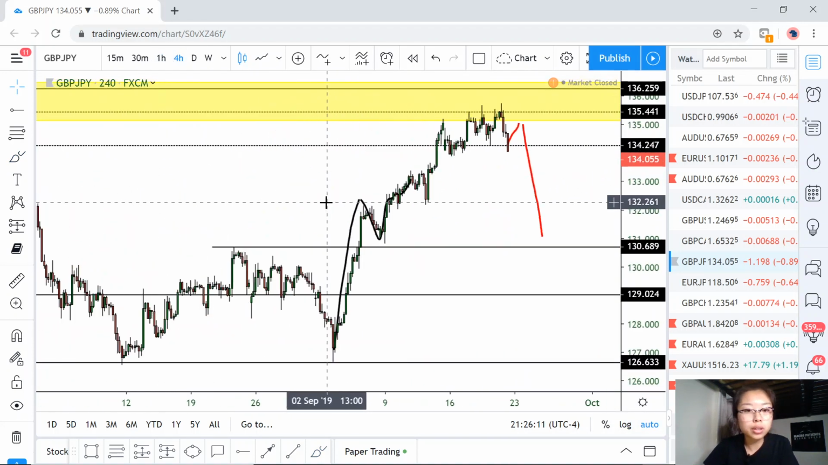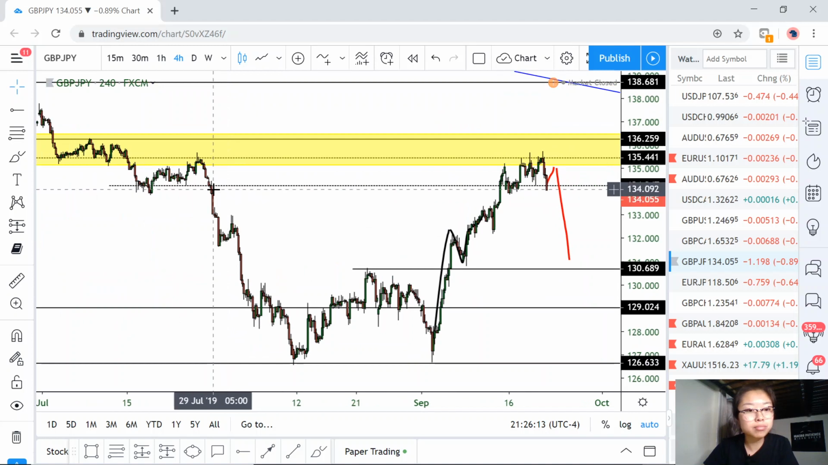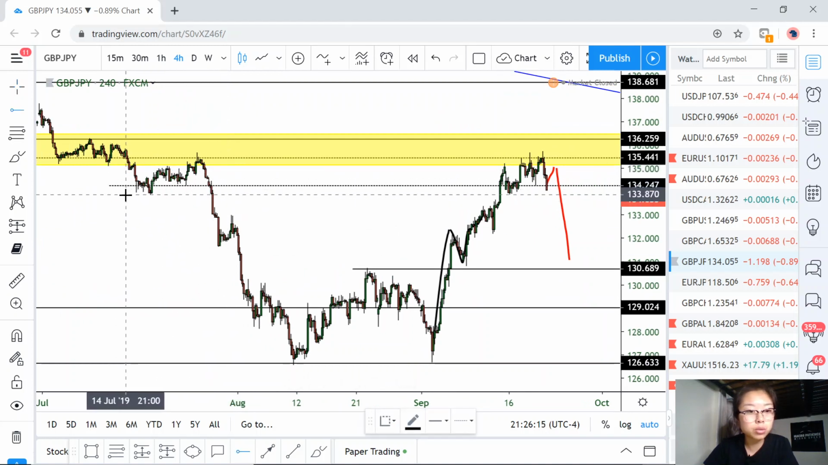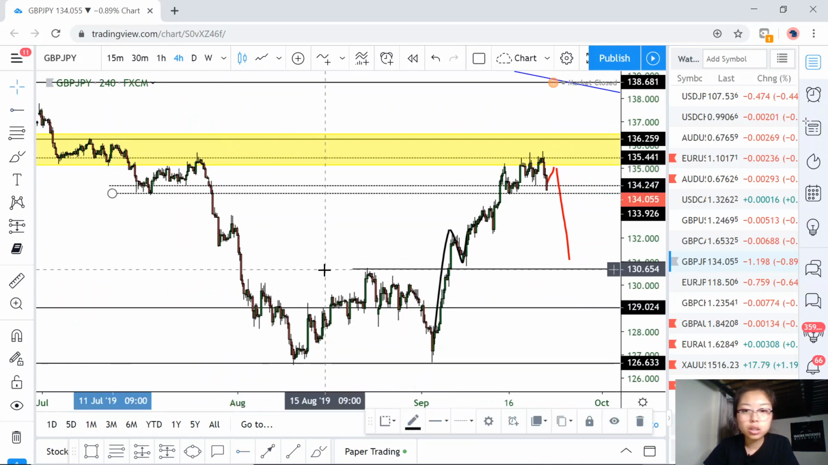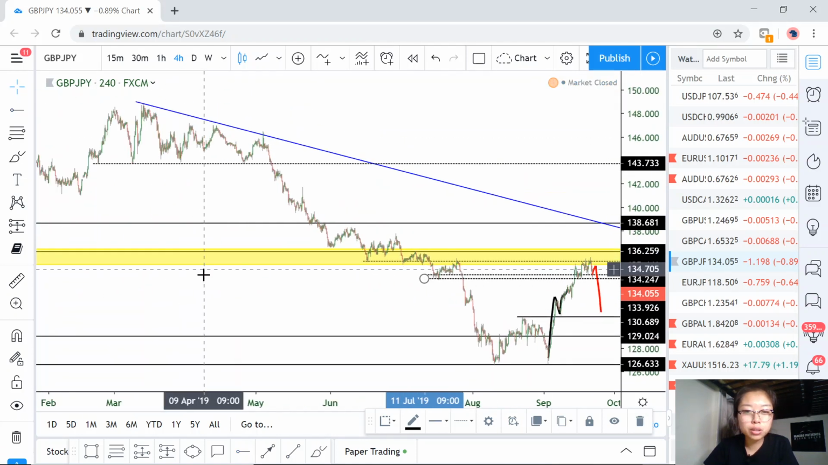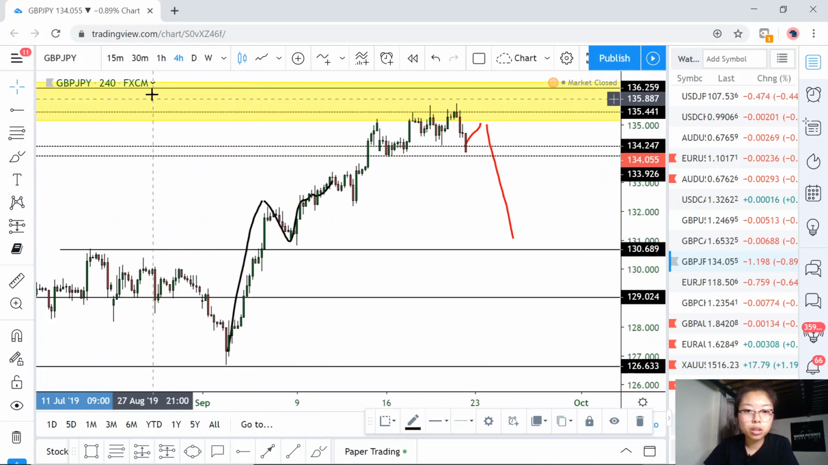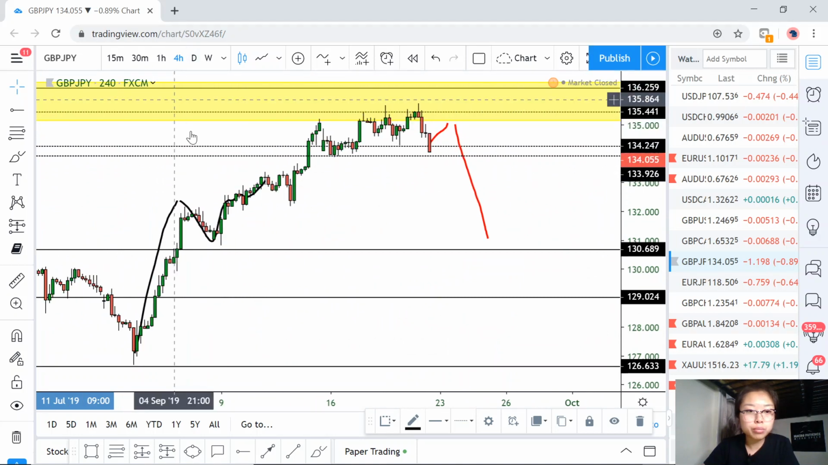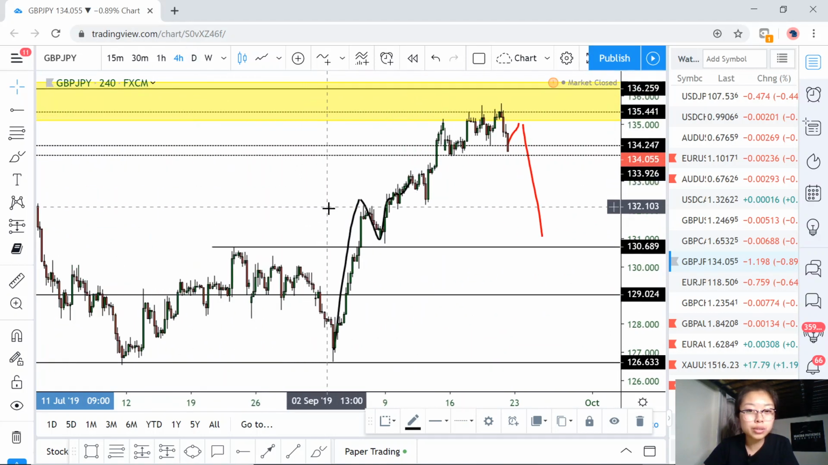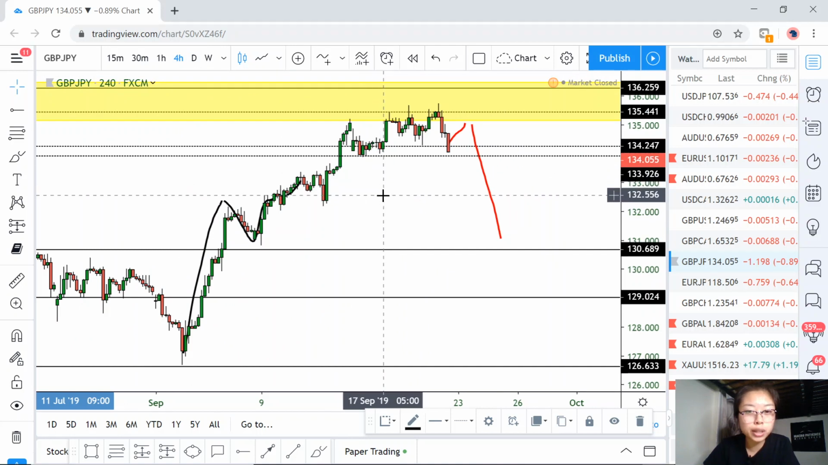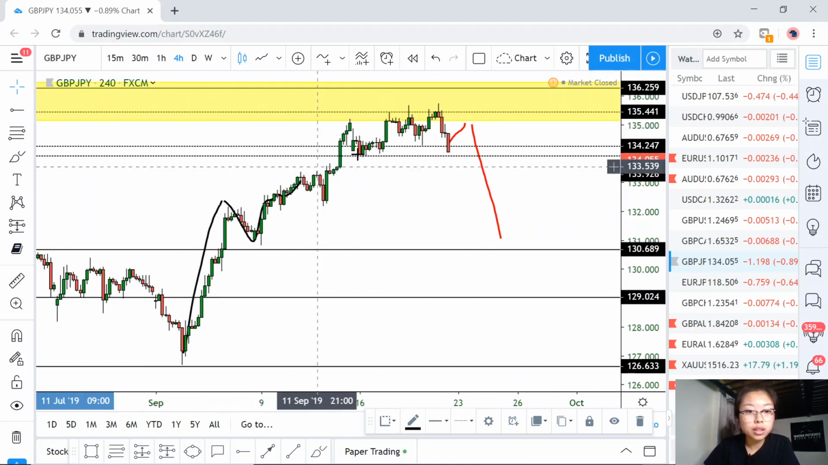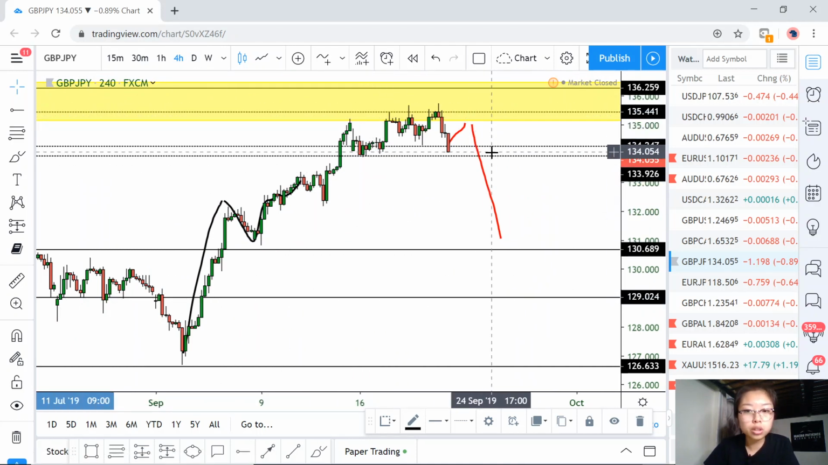Next scenario: is this support holding? Probably not, but we'll see. So this right here is a support, a minor little support. Price didn't really have a deep retracement, so we're expecting a deep retracement if we're going with a trend.